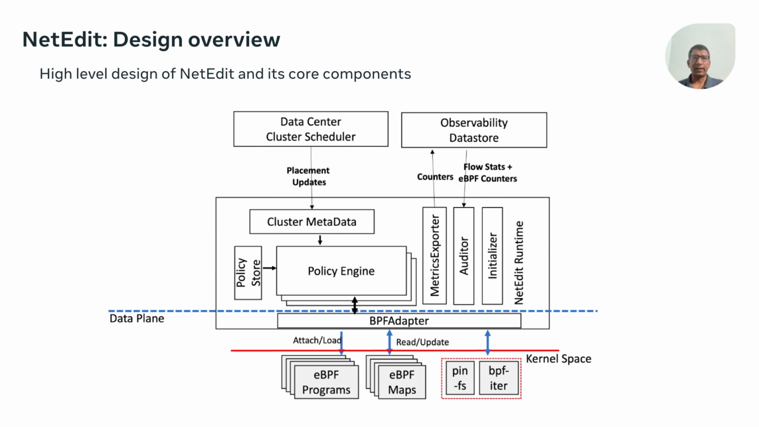The different abstractions listed in the middle have different availability requirements. For example, metrics exporter should be highly available to support data plane counters even when the rest of NetEdit is down. So we typically run this as a separate process. I'll talk about key data plane and control plane components in the next slide.